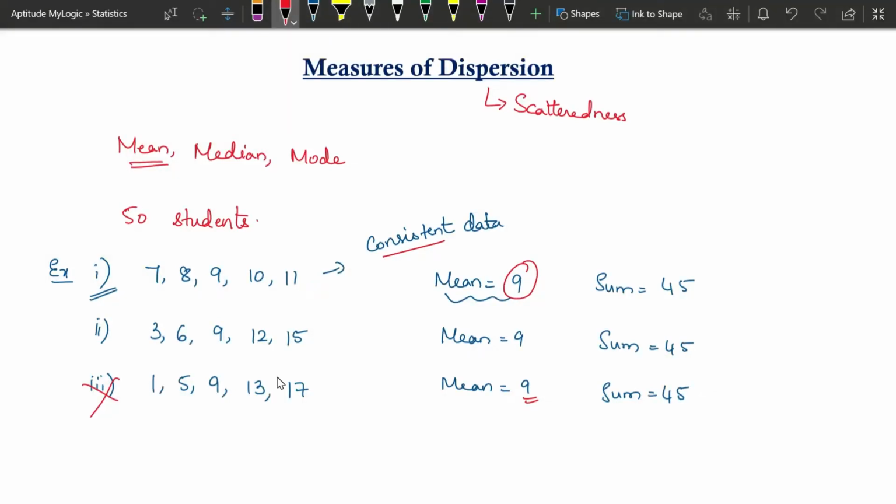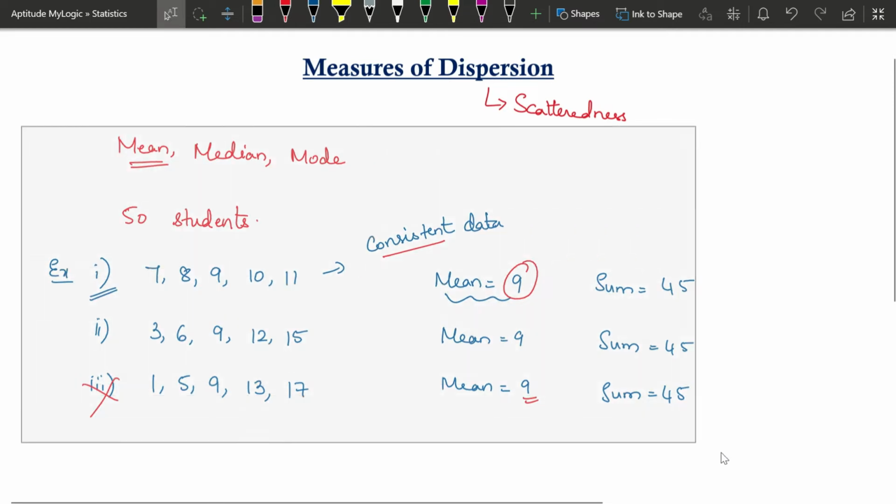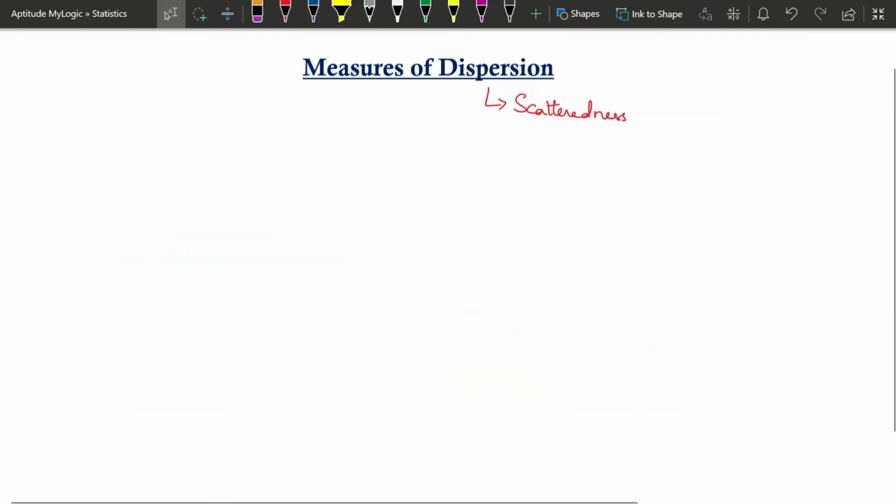So we know how to find mean, median or mode. Now which one to take, which set of data to take, depends on whether the values are consistent or not. So that is measured using these measures of dispersion. Now let us see what all different measures we have for dispersion. So the first measure of dispersion is range.